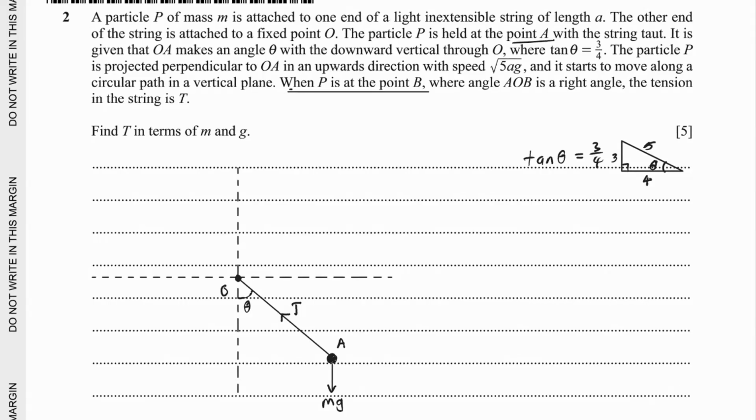And when P is at the point B, where angle AOB is a right angle, the tension in the string is T. All right. So we are going to have the particle at another point B, which is such that the angle here is going to be a right angle. And this is at a point B. So the particle is now here after it was projected. So this is the point B. All right. So angle AOB is a right angle. And they say that the tension in the string is T.